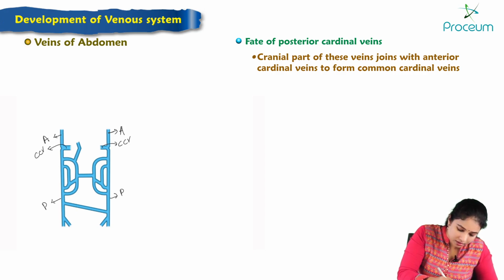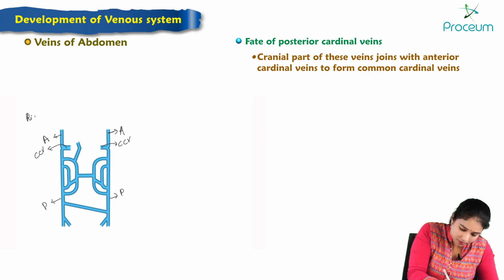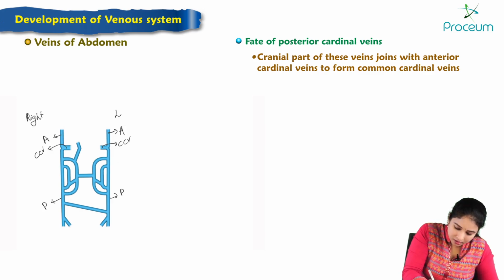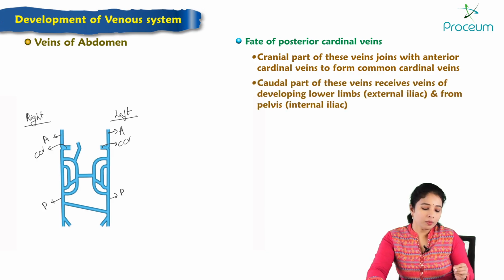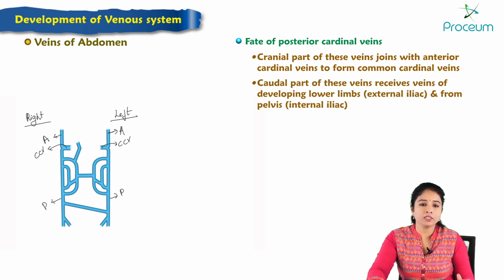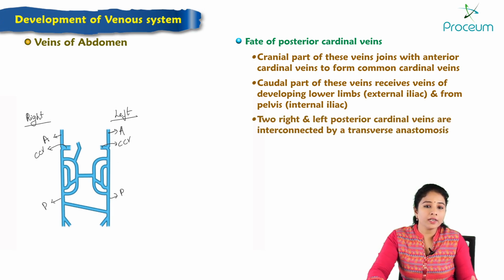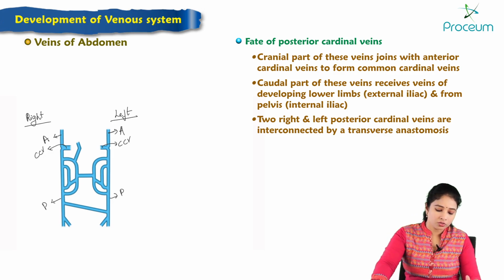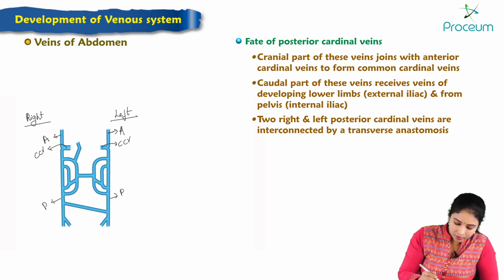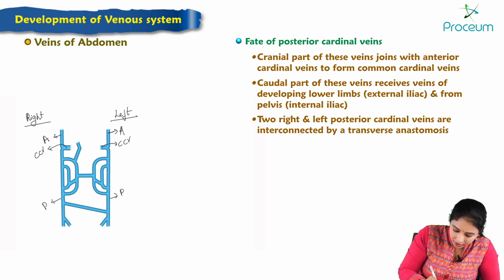So this is right, left. So the caudal part of these veins receives the veins developing from the lower limb, that is the external iliac vein, and the veins from the pelvis, that is the internal iliac veins. So the right and left posterior cardinal veins are interconnected by transverse anastomosis.